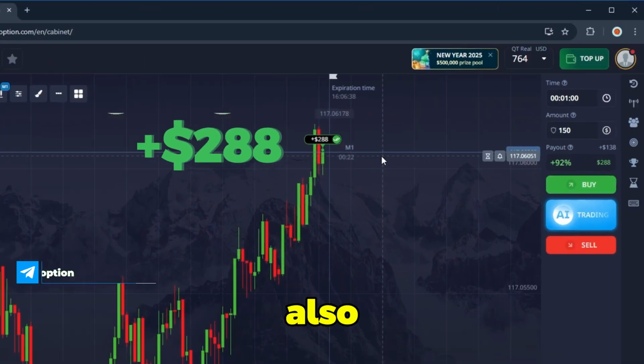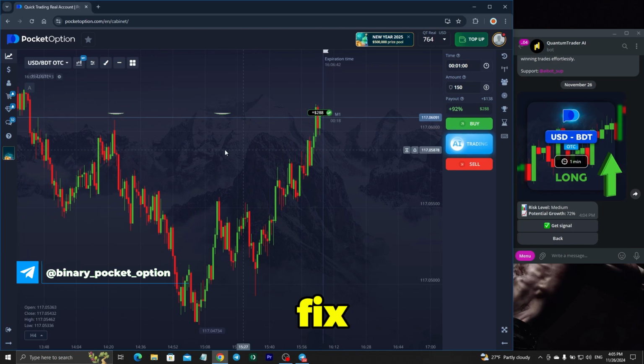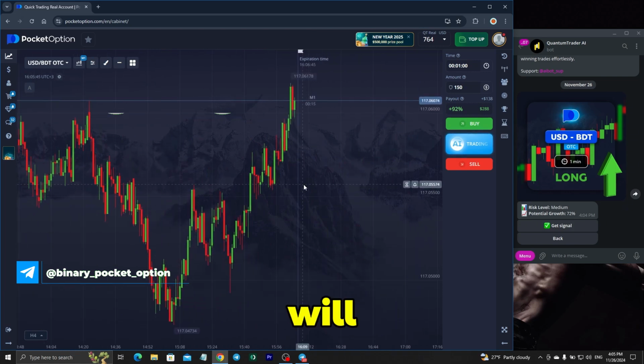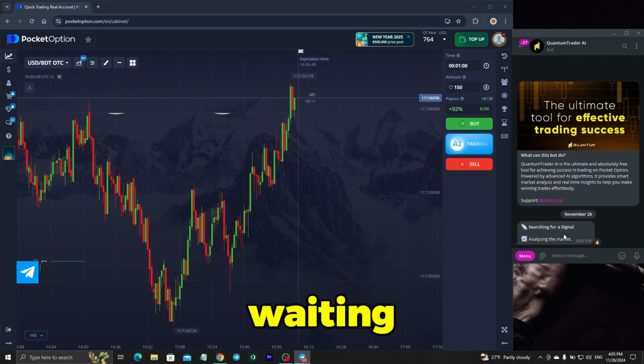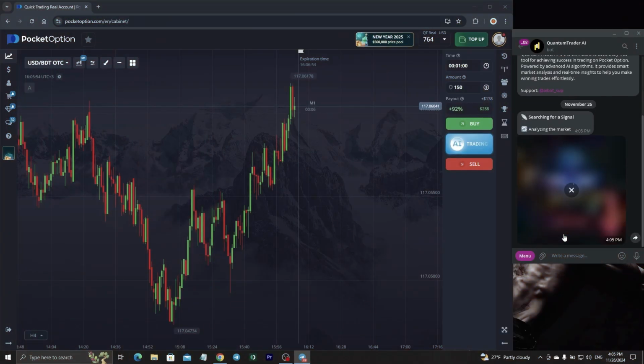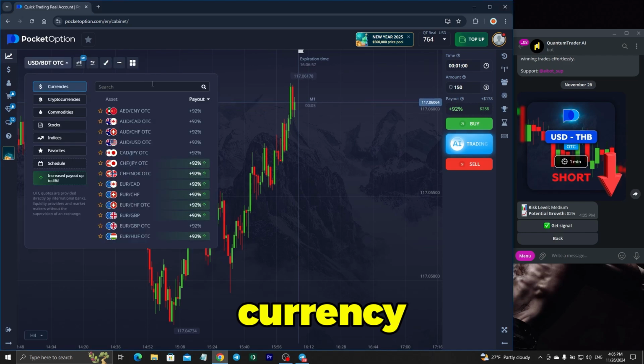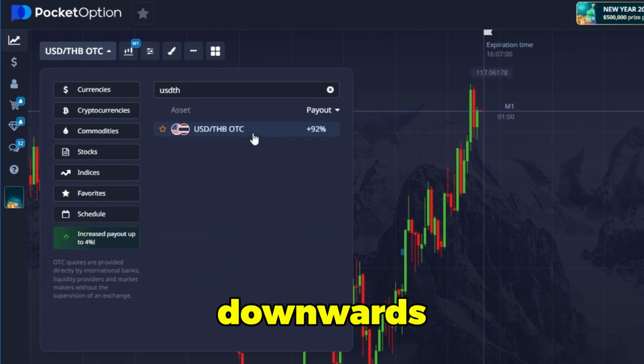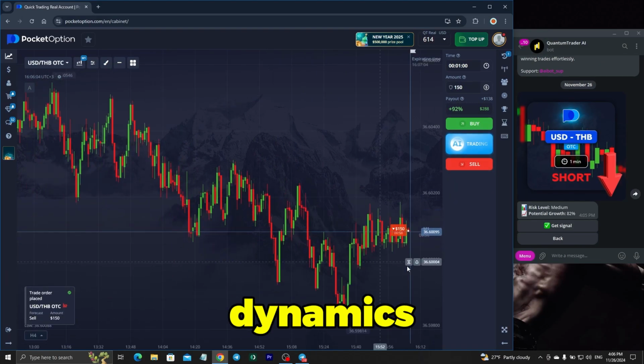Great. The signal also worked out quite confidently. We fixed this deal as a plus. We continue trading. We will select a new entry point. We are waiting for the market analysis. Great. We have a new currency pair. Here, our position will open downwards in the direction of the general trend dynamics.